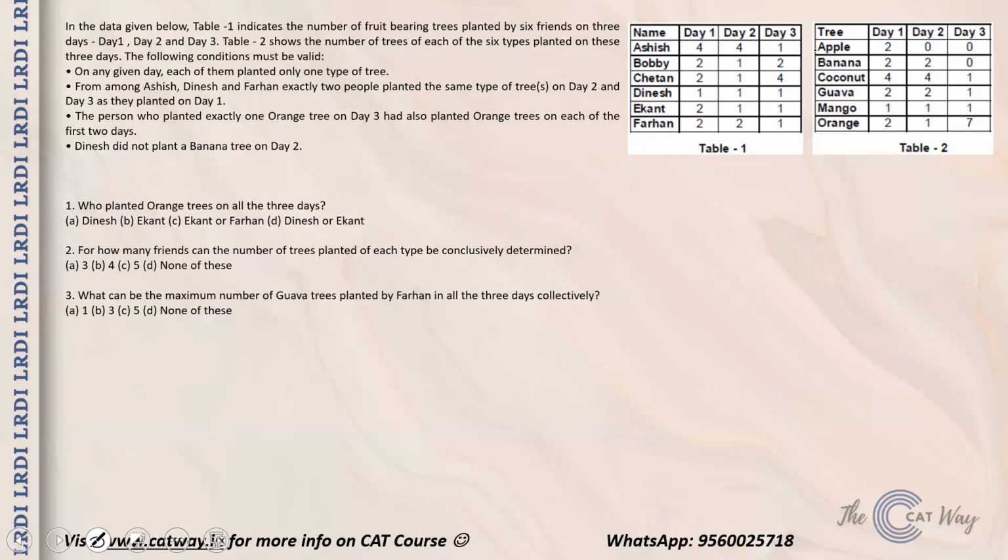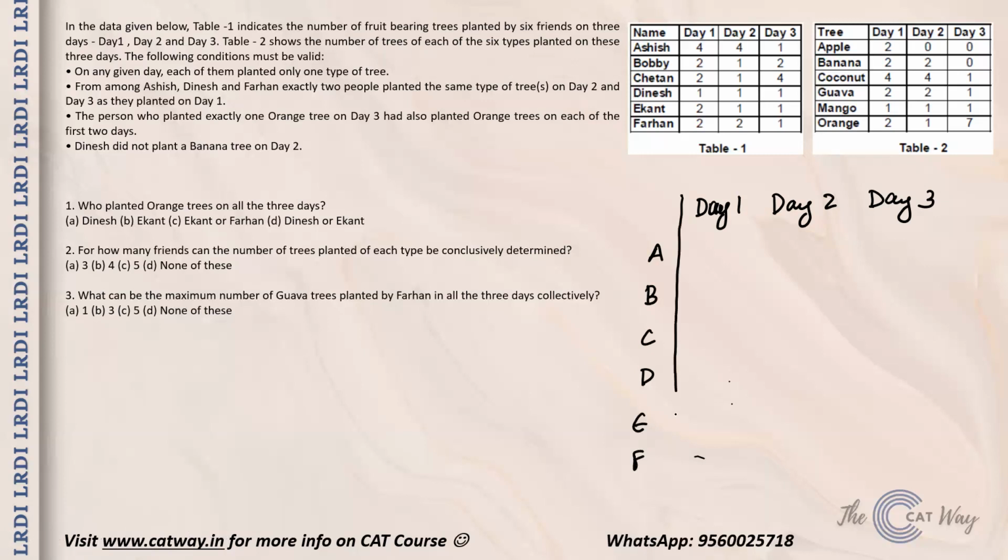Third point is the person who planted exactly one orange tree on day 3 had also planted orange trees on each of the first 2 days. And Dinesh did not plant a banana tree on day 2. So these are the 4 conditions we have been given. So the first thing that we should do is, guys, let's make our table. We have day 1, day 2, and day 3, and we have the 6 friends A, B, C, D, E, F.